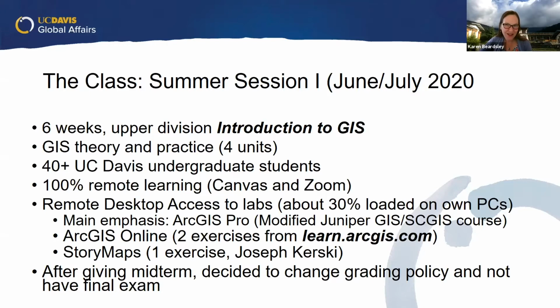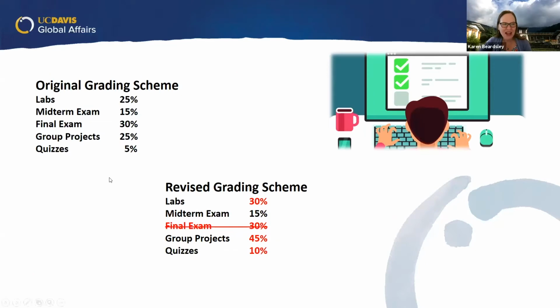This was a theory class. I had to focus on theory as well. And when my internet died in the middle of the midterm, I decided maybe this isn't the best way to be giving an exam. So I switched my whole grading process after that terrible midterm experience. I went from having my final exam be 30% of the grade to no final exam, and shifted around the emphasis of the other aspects. The main one being these group projects, so a final project, went from being 25% of the grade to 45% of the grade. And so that's what I'm going to focus on in sharing with you.